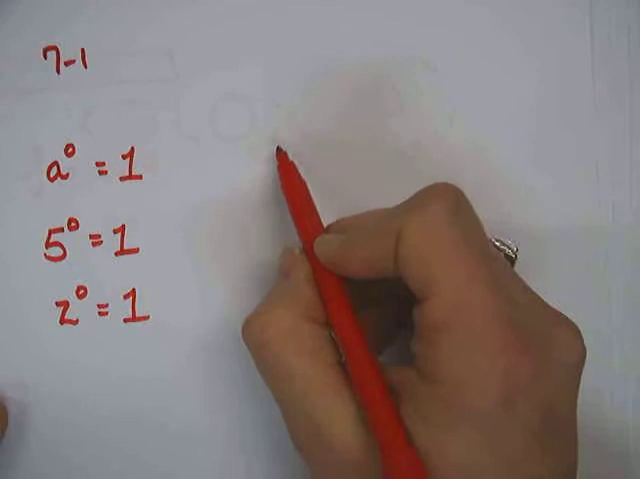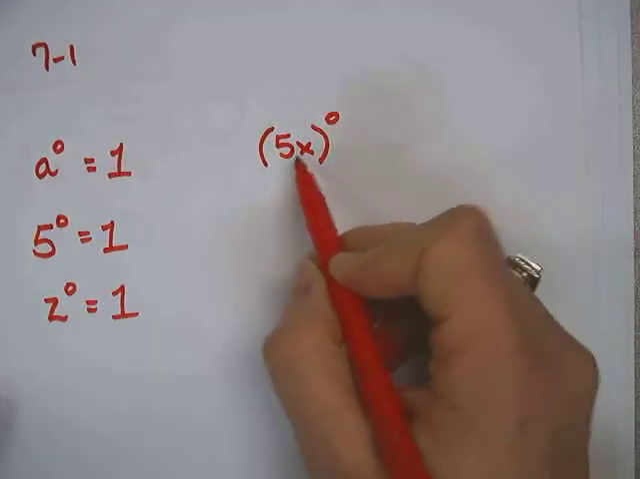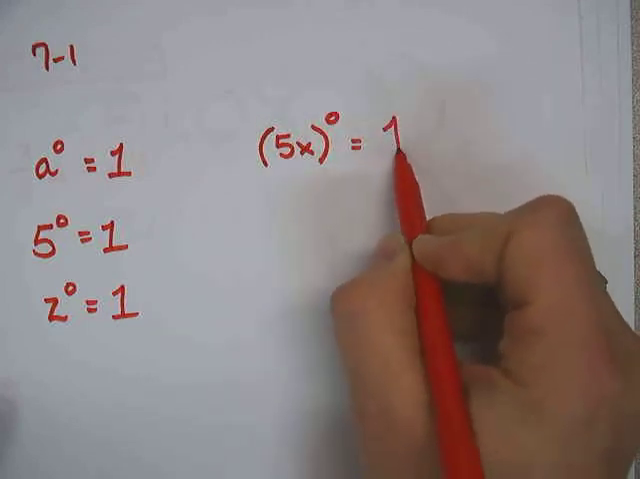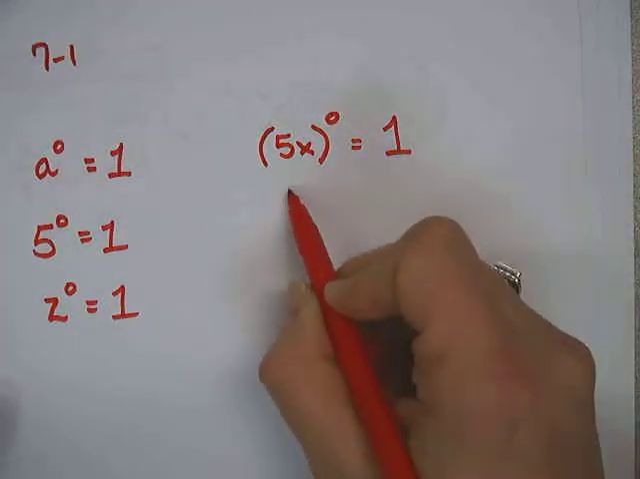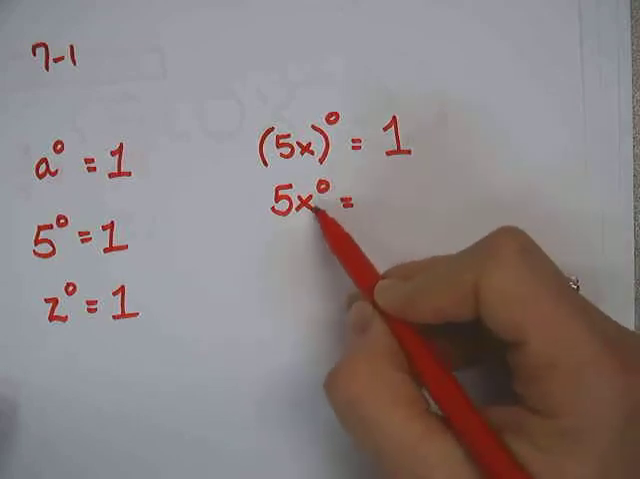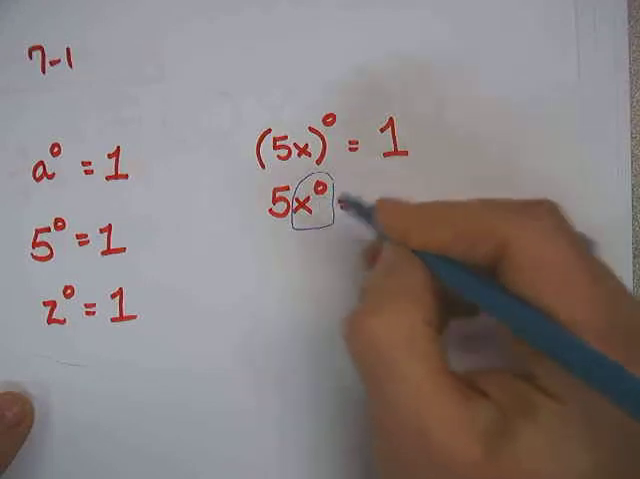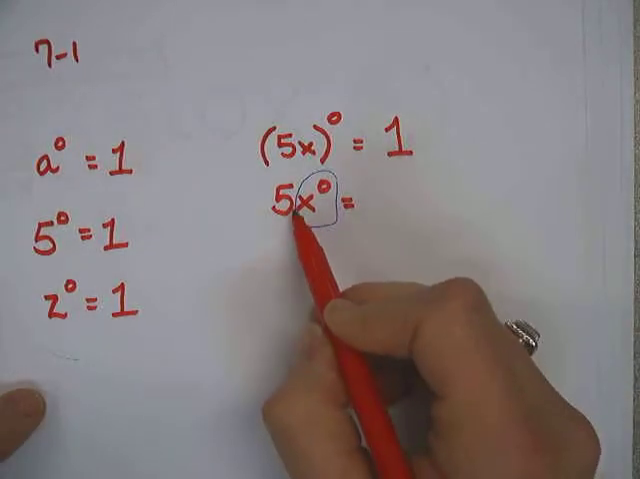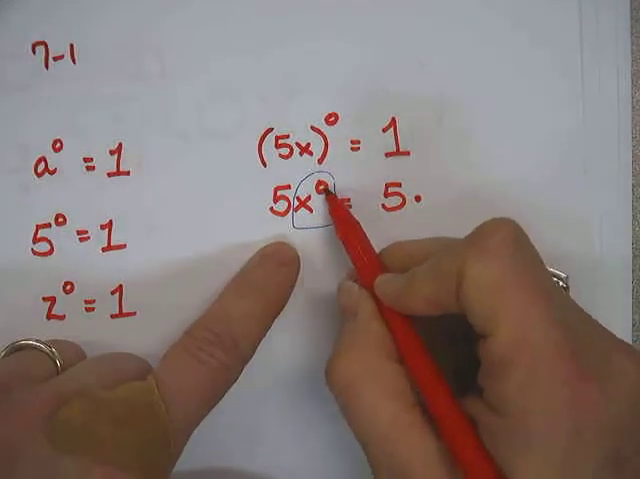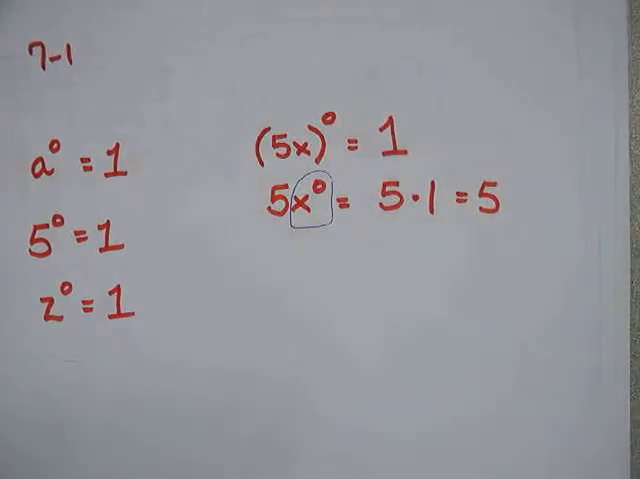Now you need to be careful, because if you see something using parentheses, that means this entire thing is being raised to the 0th power, so that entire thing is equal to 1. But if you saw something like 5x to the 0th, the only thing that is really affected by the exponent is the thing directly attached to it. This coefficient of 5 is not impacted. So the 5 stays put, x to the 0th power is 1, so this expression would equal 5.